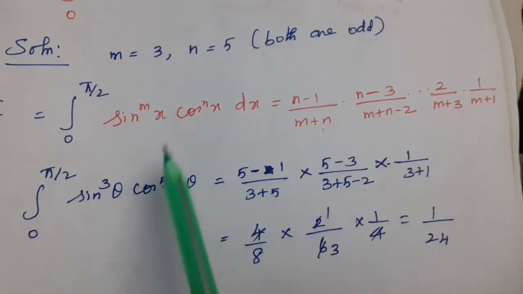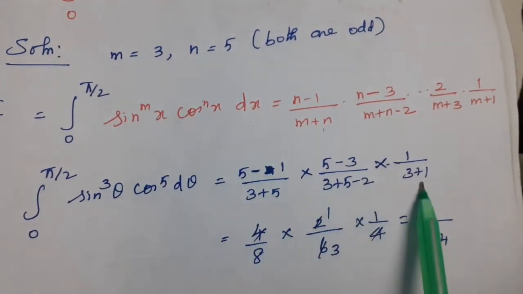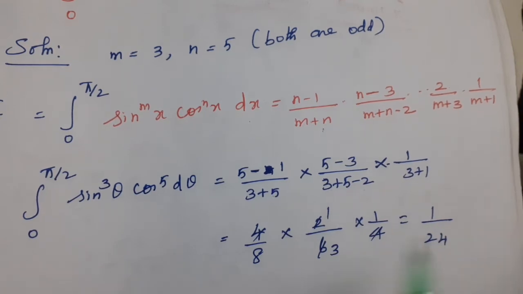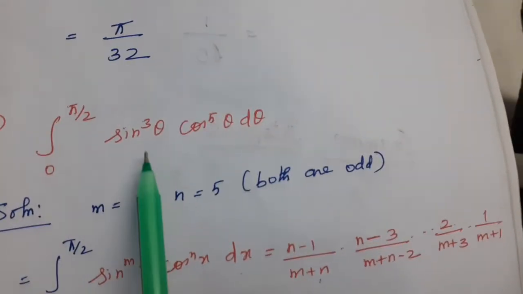M is nothing but 3. 3 plus 1. Now what is 4 by 8 into 2 by 6 into 1 by 4, only simplification. So after cancellation we get 1 by 24, which is very important. The formula is very important.